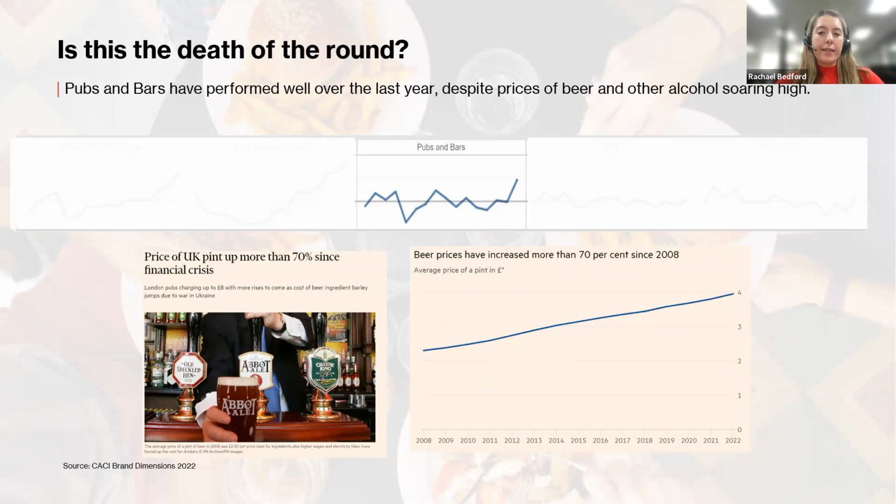And when the cost of a pint in London sets you back on average £6.50, there's no surprise that we are changing our behaviour. In London, bars and pubs could charge you up to £8 for a pint, or from recent experience, my horror, £20 for a G&T. But this is not just a London beer price hike. It's occurred across the country, with beer prices increasing over 70% since 2008.